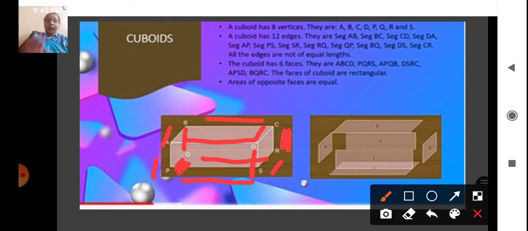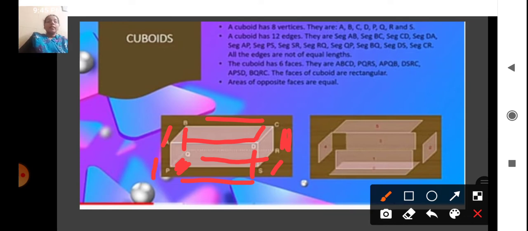So we have seen 8 vertices in cuboid and 12 edges in cuboids. All the edges are not of equal length. Can you see, children, in the figure? Can you see all the edges are of equal length? No. Opposite faces are equal. Like how we have sides in a rectangle, so here we have faces. So the opposite faces of cuboids are equal. Okay, children? So a cuboid has 6 faces. So we learned 8 vertices, 12 edges.